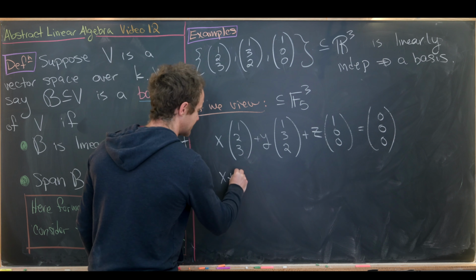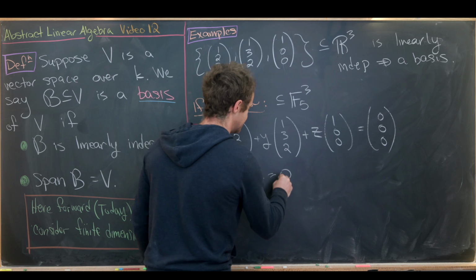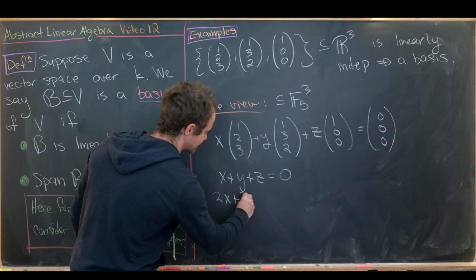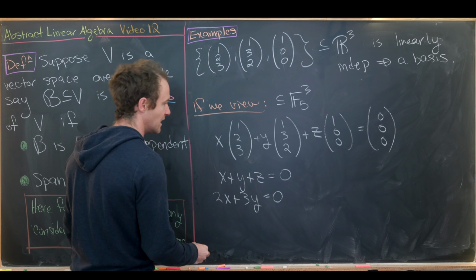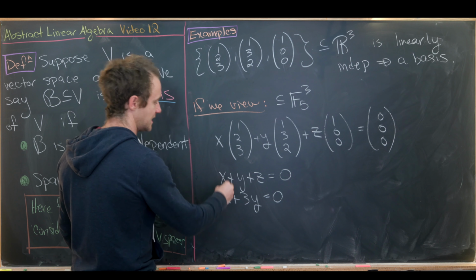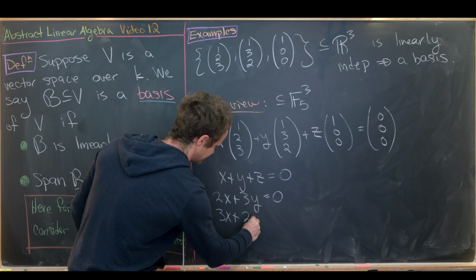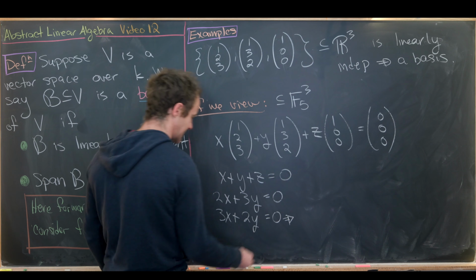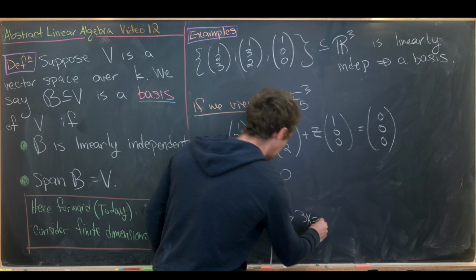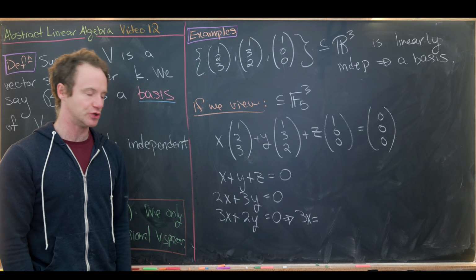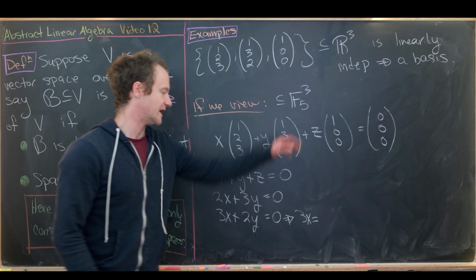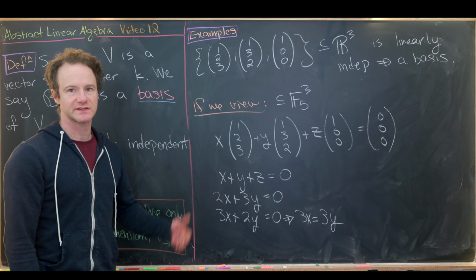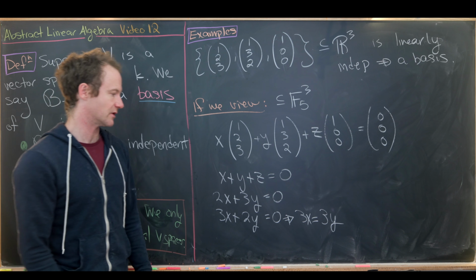We'll have x plus y plus z equals 0, from the first component. And then next we'll have 2x plus 3y equals 0. And then finally down here we'll have 3x plus 2y equals 0. But now notice here, this tells us that 3x equals, I could write this as negative 2y, but negative 2 in F5 is the same thing as 3, because 3 plus 2 is equal to 5, but 5 is equal to 0 in F5.